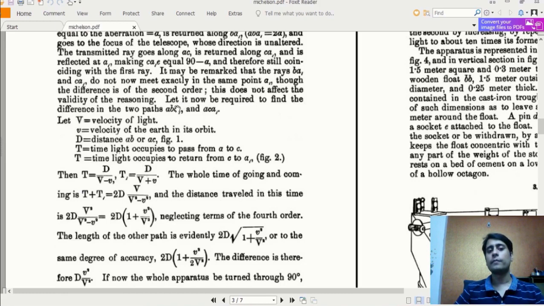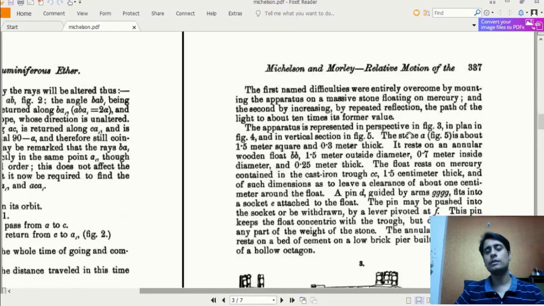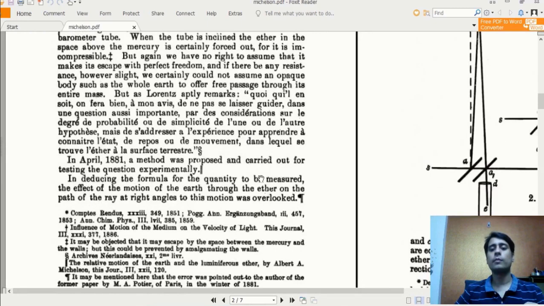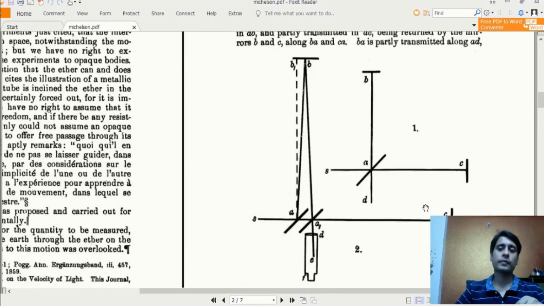Let it now be required to find the difference in the two paths AB A prime and AC A prime. So we are going to calculate the difference of the paths. This is from A to B and B to A prime, and from A to C and C to A prime. So we are going to calculate the difference of the paths because the Lorentz theory was focused on the measurement of quantity perpendicular to the velocity. So this is the velocity of Earth and light is going perpendicular to the velocity. So we are concerned with that.